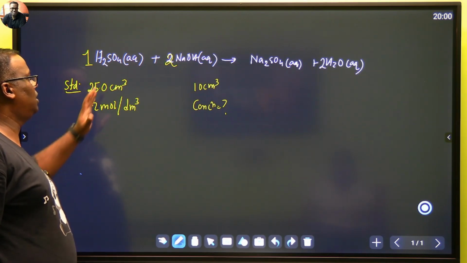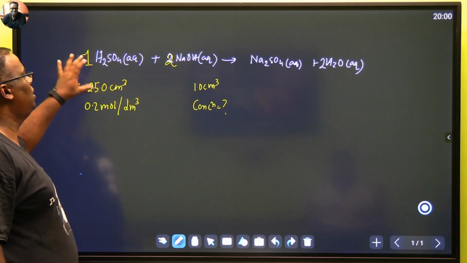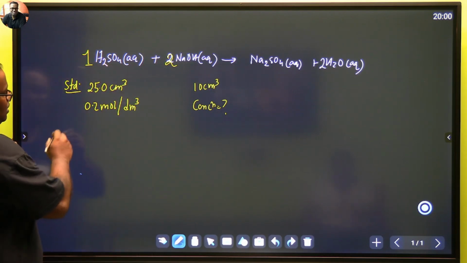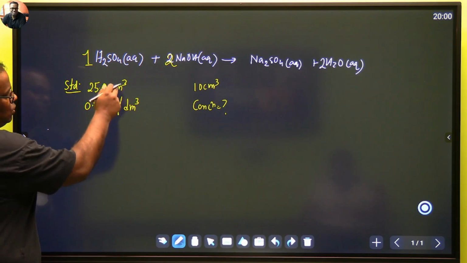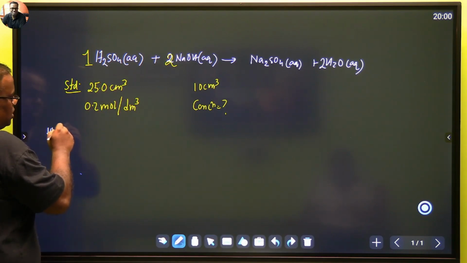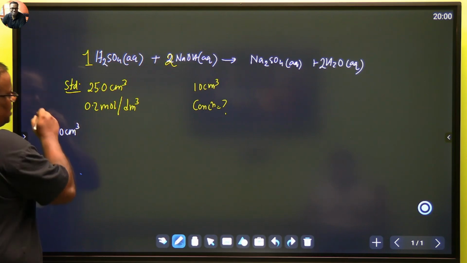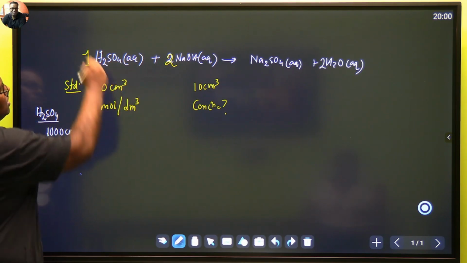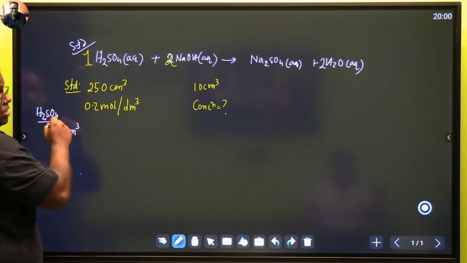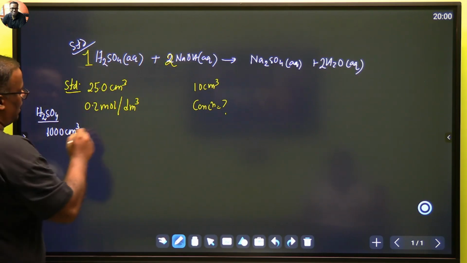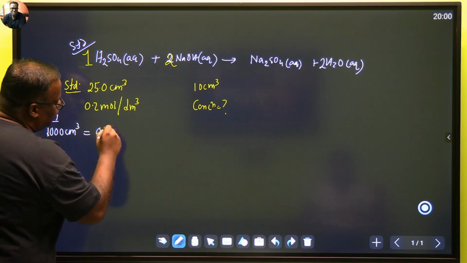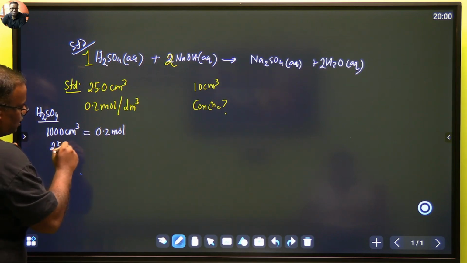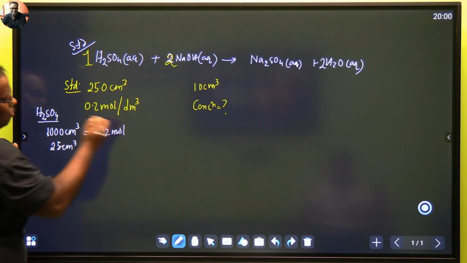No, we can't do it like that. We have to first find out how many moles of acid are reacting. So how to find it? In dm cube, cm cube, that means 1000 cm cube. We are doing this calculation for H2SO4. This is our standard, right? This is my standard. 1000 centimeter cube of HCl contains how much? 0.2 moles. First find out 25 centimeter cube contains how many moles?